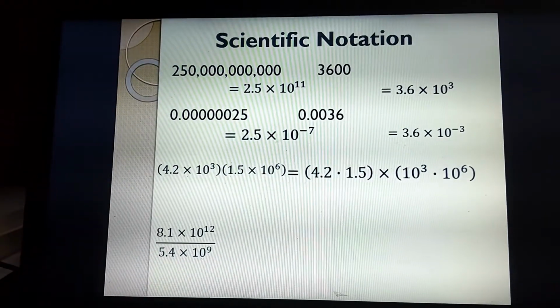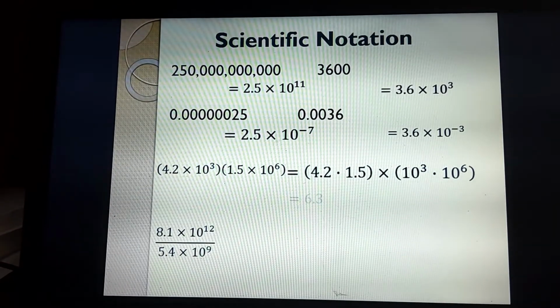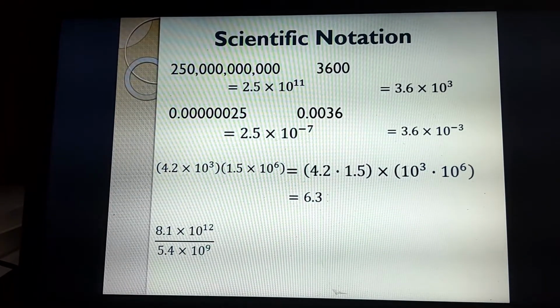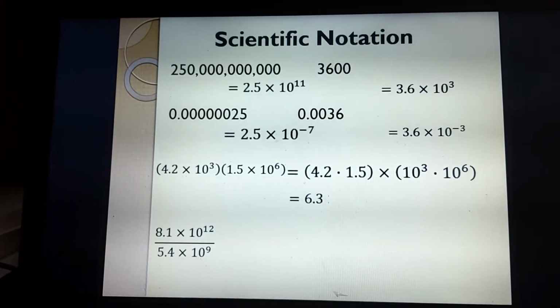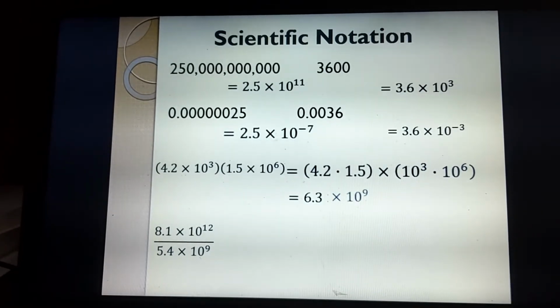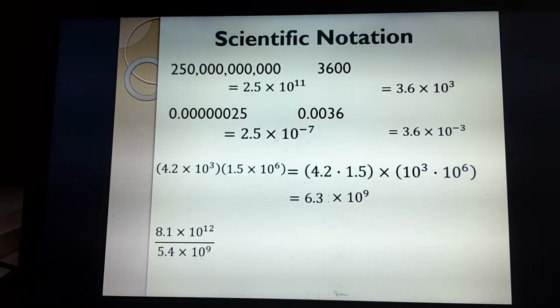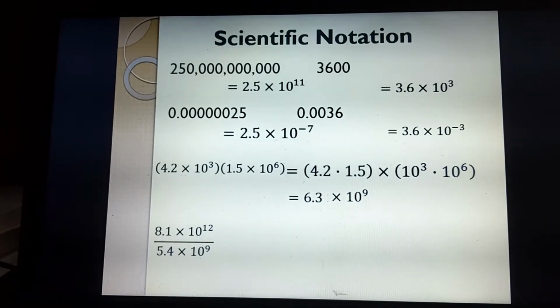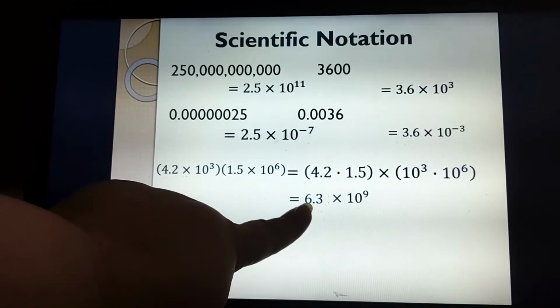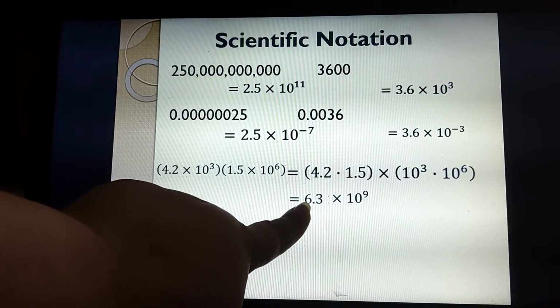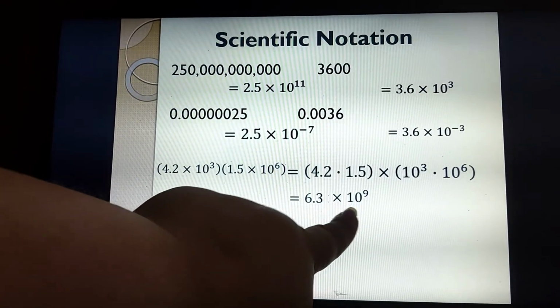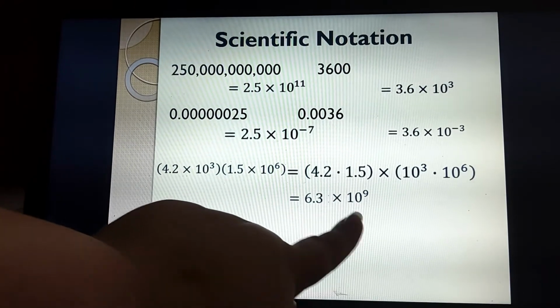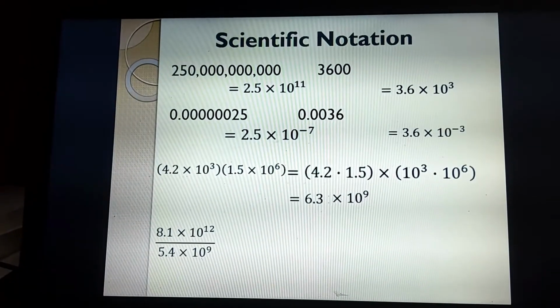Now in your calculator, you're going to put 4.2 times 1.5. And we get 6.3. And then on the tens, you're going to use the rule that you know. I have two bases that are the same, 10. So I keep the base, and I add the exponents. So this becomes times 10 to the ninth. Okay, that's it. Now, because I only have one non-zero digit in front of the decimal point, it's already in scientific notation. I don't need to move it. I don't need to change this number.